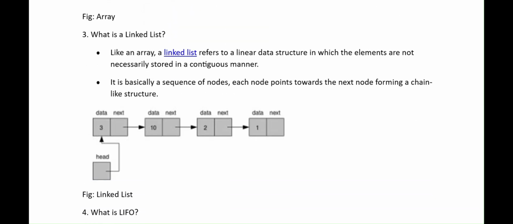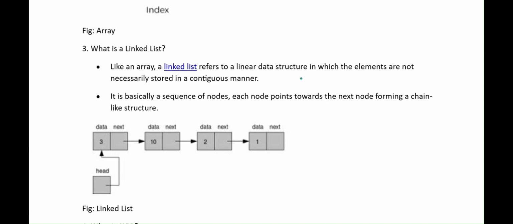The next question is: what is a linked list? A linked list is a linear data structure in which elements are not stored in a contiguous, continuous manner. It has two parts: one part is data and one part is next. It stores the address of where the next value is stored. Here you can see that is a pointer. It is the head.